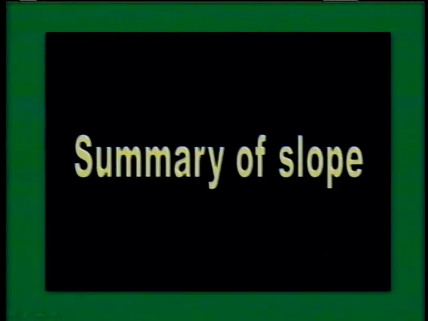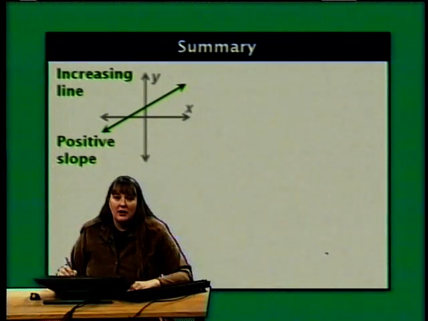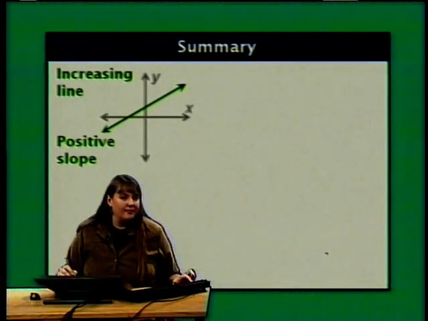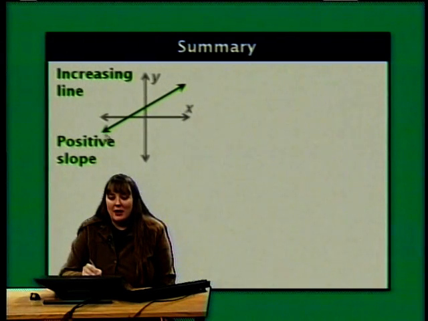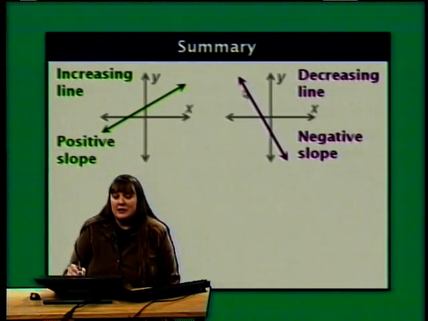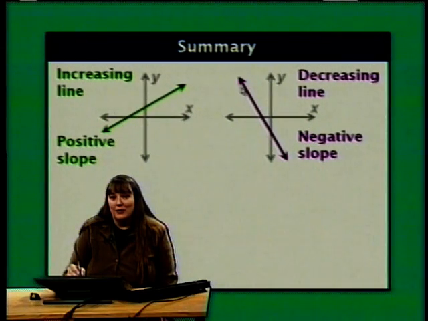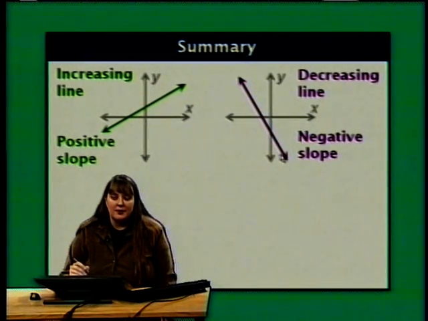So finally, I want to look at a summary of slope. If we have an increasing line, as we do in this diagram, remember we always want to look at our lines from left to right. From left to right, this line is going upward, so it's increasing. We have a positive slope. All increasing lines have positive slope. For a decreasing line, again, read this line from left to right, it's going downwards. Decreasing lines always have negative slope.